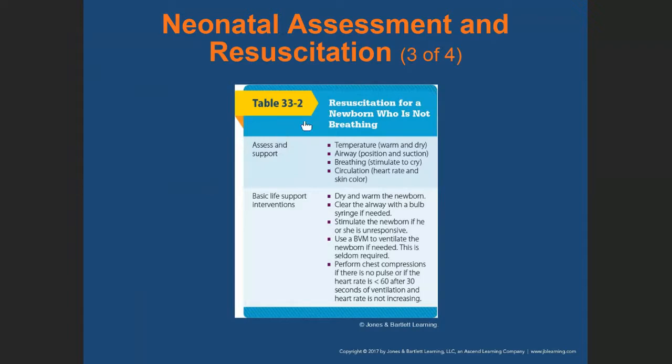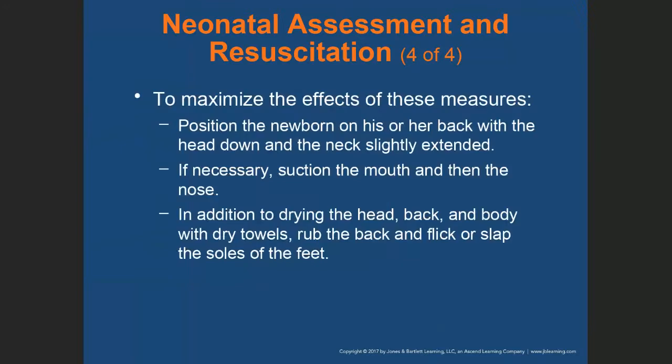All right, pay close attention to this table, table 33-2, resuscitation for a newborn who is not breathing. Now, keep in mind that the BLS response for an infant, how you do CPR for an infant, is not the same for a neonate, right? It's not the same. So ensure that you pay attention to that table.